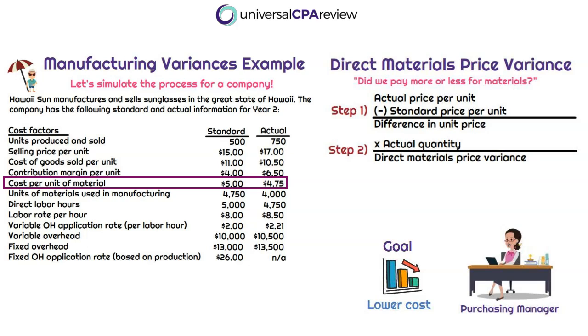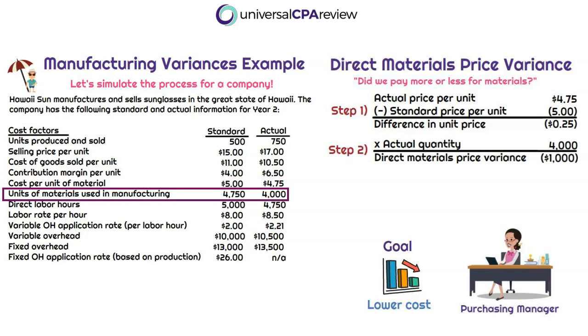So that's good because the difference in unit price, well, it's 25 cents. They paid less than they had as the standard, so that's good. And when we multiply it by the actual quantity of materials that was purchased and used in manufacturing, that was 4,000 units, well, that results in a direct materials price variance of $1,000.